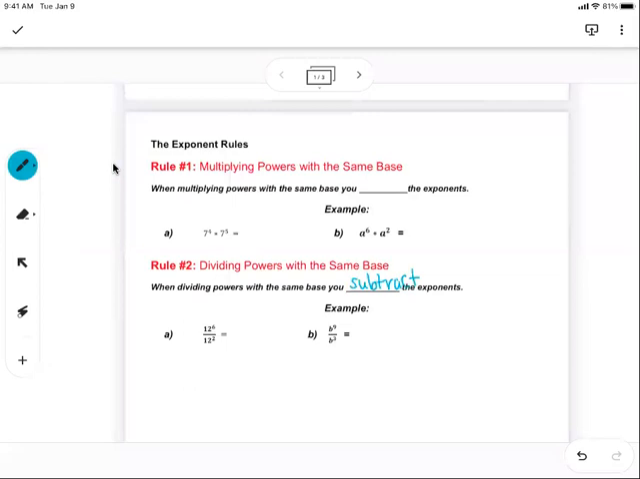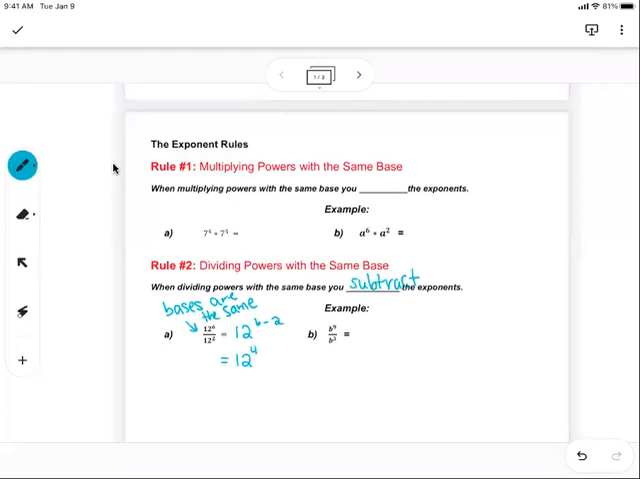So when you have the same base, like in this example A, 12 to the 6th over 12 to the 2nd power, the bases are both the same. Because these bases are the same, what I can do to simplify this is use this second rule, which requires you to subtract the exponents. So here's how it works. You would just take 12 to the 6th power over 12 to the 2nd power, and that's going to be equal to 12 to the power of 6 minus 2. Well, 6 minus 2 is 4, so this answer is going to end up being 12 to the 4th power.